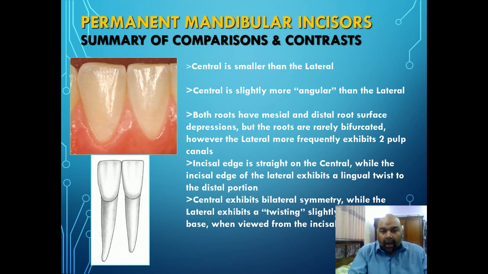Now, just a brief comparison between the permanent mandibular incisors. The central is smaller than the lateral. The central is much more angular because of the distolingual twist. Both roots have mesial and distal longitudinal root depressions. The incisal edge is straight on the central, while the incisal edge on the lateral exhibits a lingual twist. The central incisor is bilaterally symmetrical.